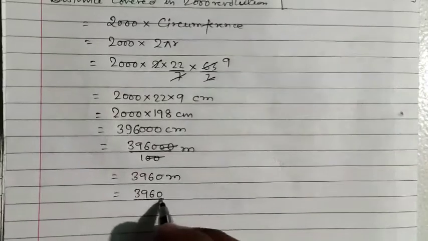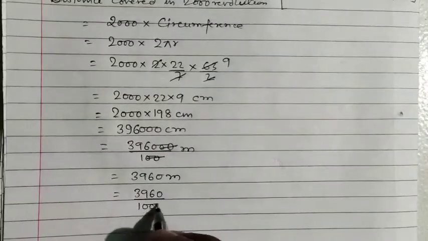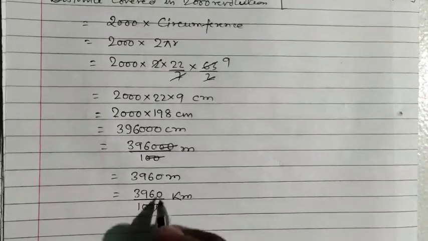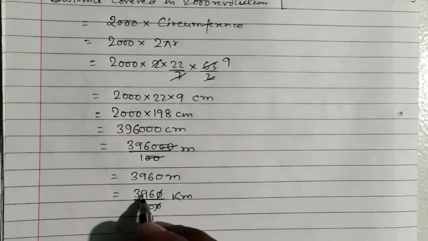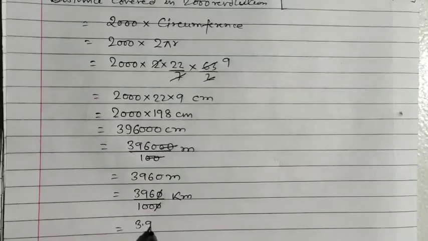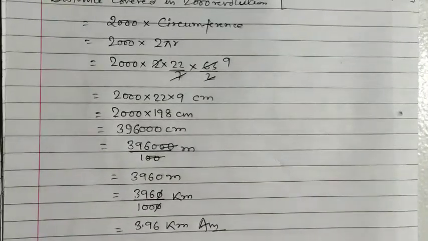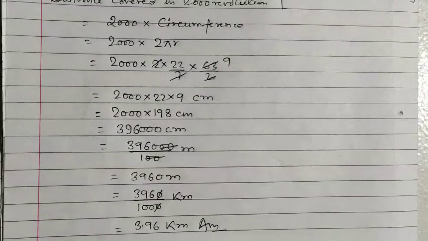Now this meter we have to convert into kilometer. For converting meter into kilometer we have to divide it by 1000. Now it will become kilometer. For 3 digits, the zeros are cancelled. After 2 digits we will put the point. It means it is 3.96 kilometer. It means that by making 2000 revolutions, that wheel has covered 3 kilometer 96 meter. We can say that by making 2000 revolutions it has covered 3.96 kilometer.